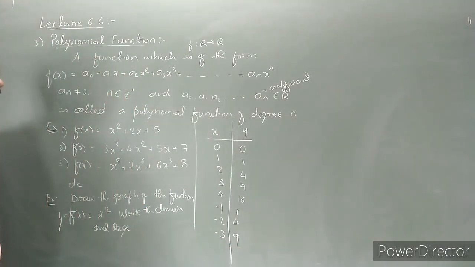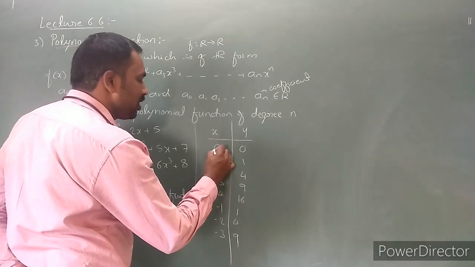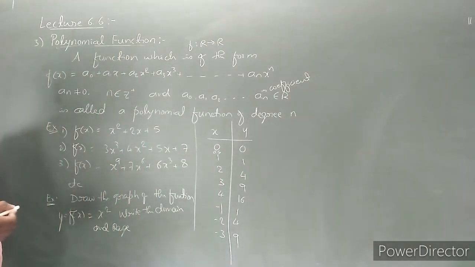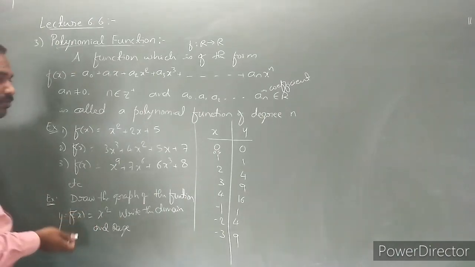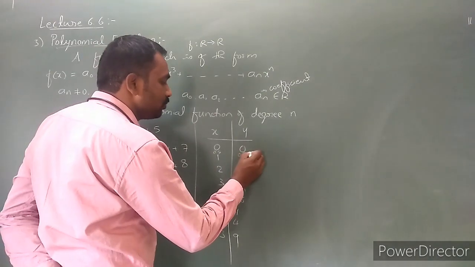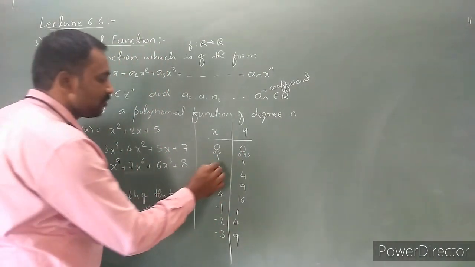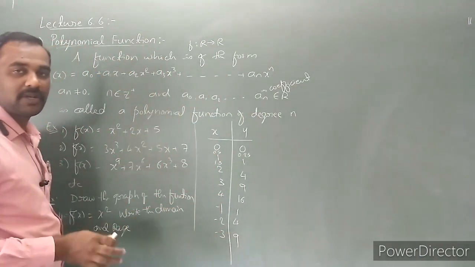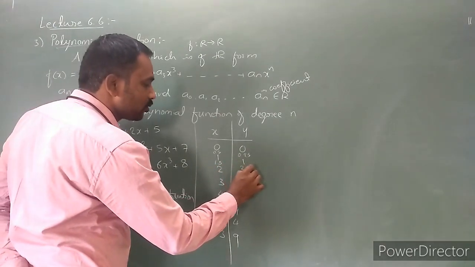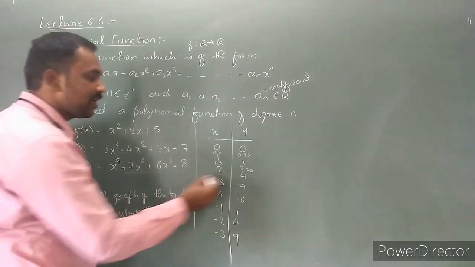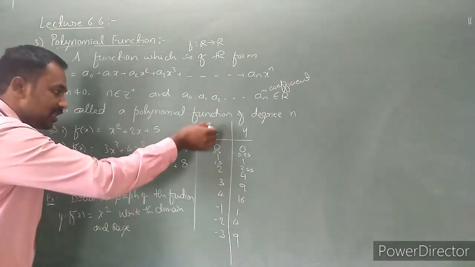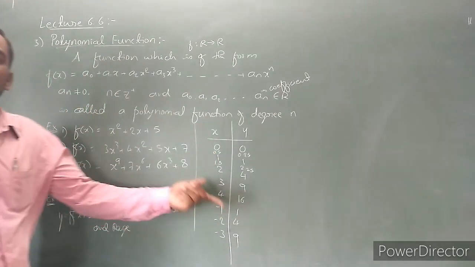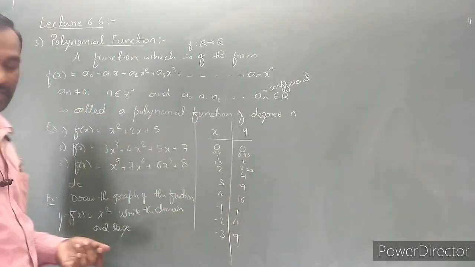Is that clear? Similarly, if x value is 0.5, what is the square of 0.5? 0.5 square is 0.25. Are you clear? Similarly, 1.5 square is 2.25. Is that clear? In that manner, each and every real number has an image. Therefore, it is a function.